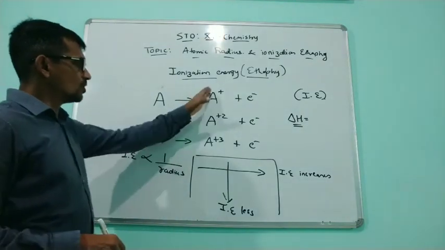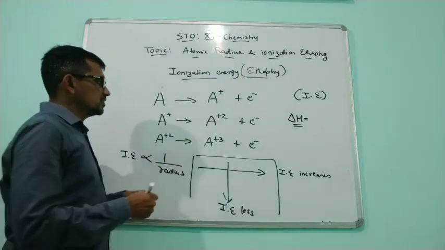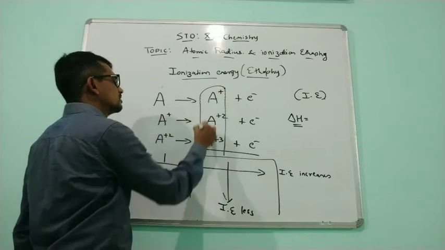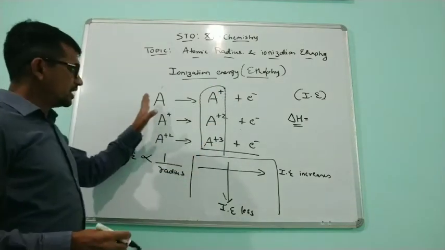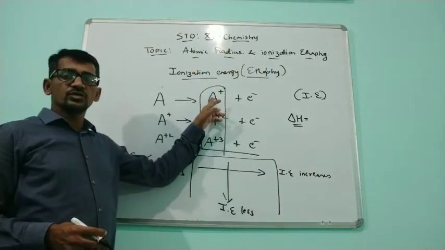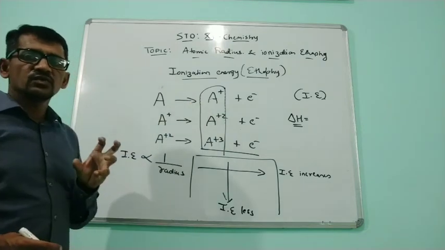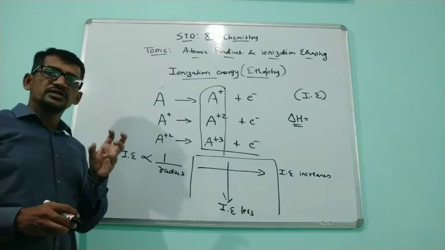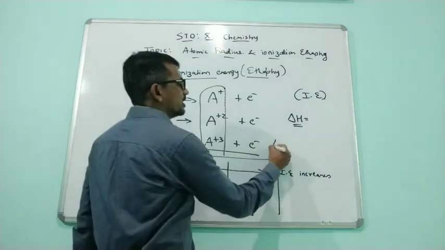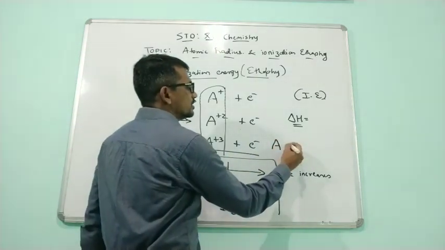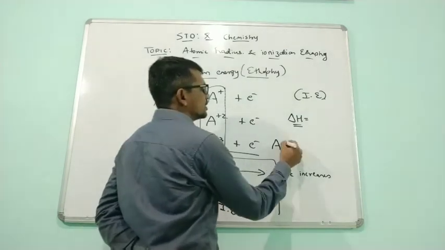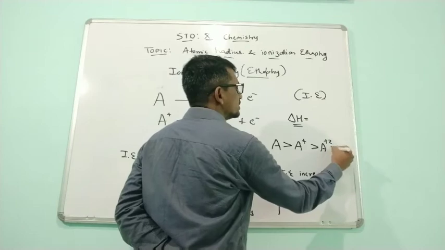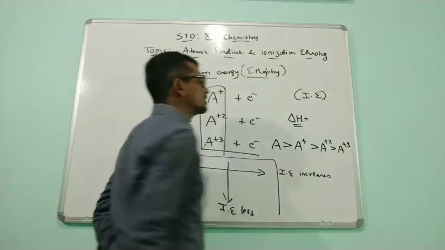Second, about the radius of ions. If an A atom is there and its electron is removed, then what happens to its radius? If you remove an electron, the radius will decrease. So here you can see the A atom radius is greater than A plus, which is greater than A plus 2, which is greater than A plus 3.